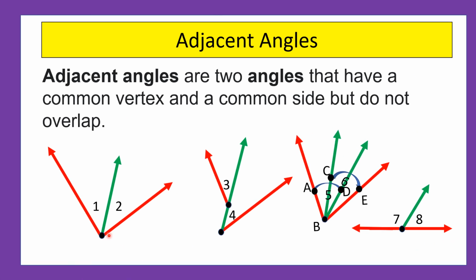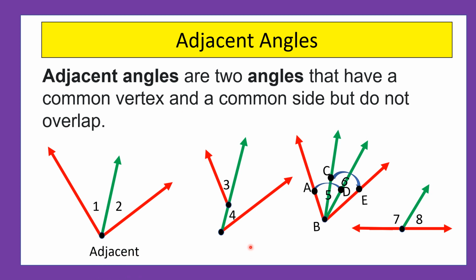Adjacent angles are two angles that have a common vertex and a common side but do not overlap. So we have the first figure. In our first figure, the given angles, angle 1 and angle 2, have a common side. This is the common side. Angle 1 and angle 2 have a common vertex, and this is the common vertex. So therefore, angle 1 and angle 2 are adjacent angles.